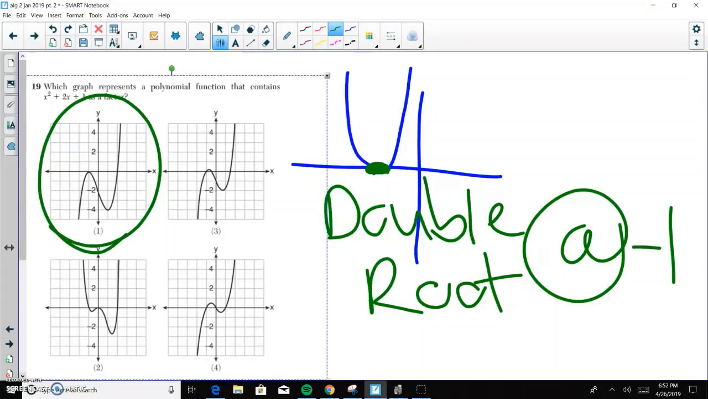You might be saying, why isn't it choice 3? It's not choice 3 because it's above the x-axis, and there's no double root at negative 1. There's one root at negative 1, but there's no double. So that's why 19 is choice 1.